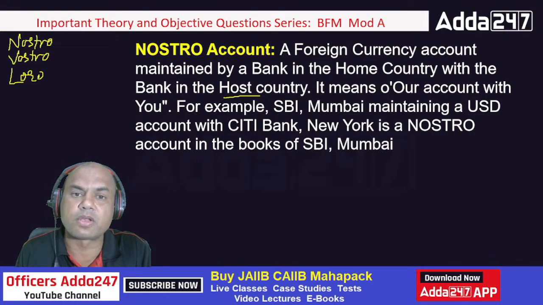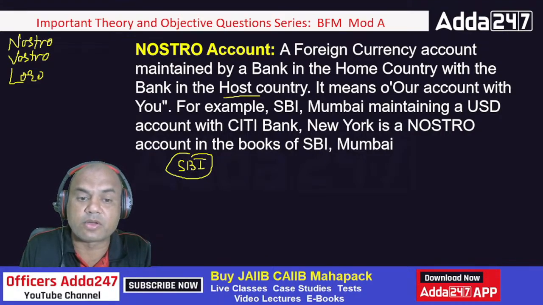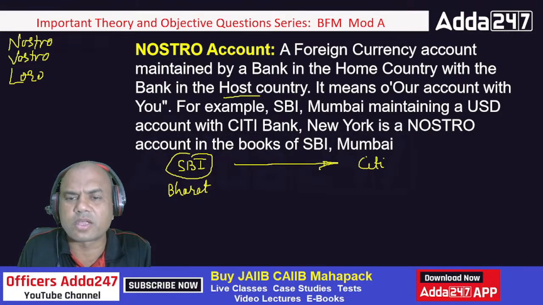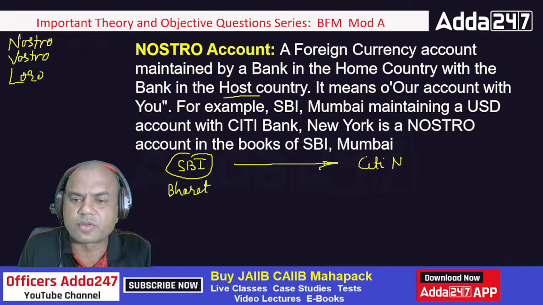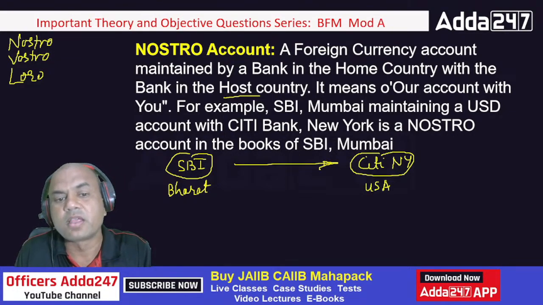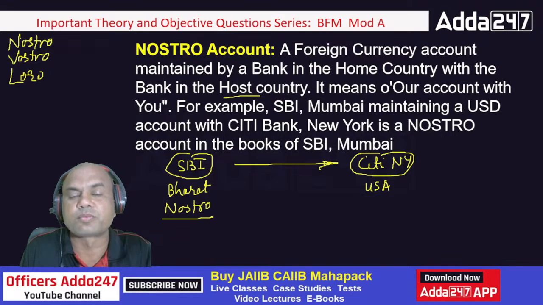Now important point over here is, I'll give you a pictorial description. SBI is over here, that's in India. India means we'll call it Bharat. SBI is in Bharat. Then it is maintaining an account with Citibank New York, Citibank USA, or NY. So Citi NY, that is in USA. So when SBI maintains the account with Citi USA, this is called as Nostro in the accounts of SBI. So SBI calls this as Nostro. But Citibank NY calls this as Vostro.